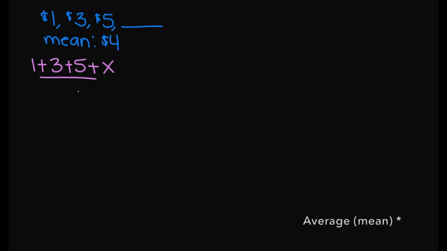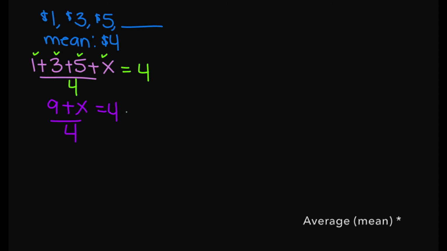That's going to be divided by the number of items I have, which is 4: 1, 2, 3, 4. And this is going to be equal to my mean or my average of 4. Now we're going to add 1 plus 3 plus 5. This is going to equal 9. So we have 9 plus x over 4 equals 4.